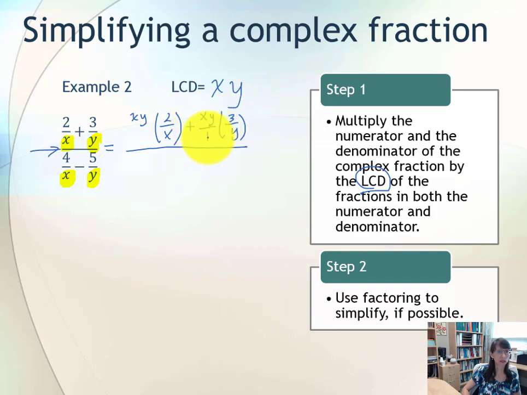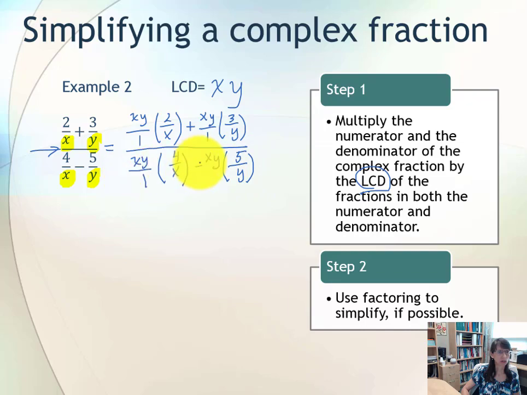So some of you might like to write that as division of 1 to help you track it. Again, starting with xy, multiplying by 4 over x for the denominator, minus x times y times our last fraction, 5 over y.